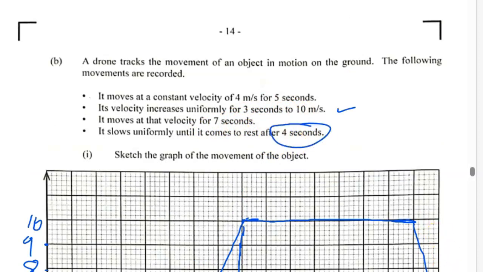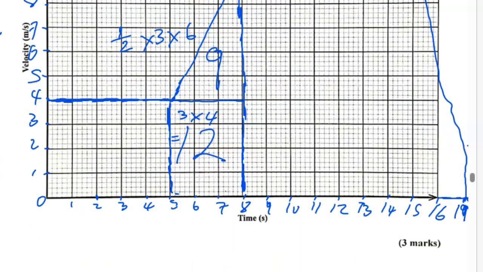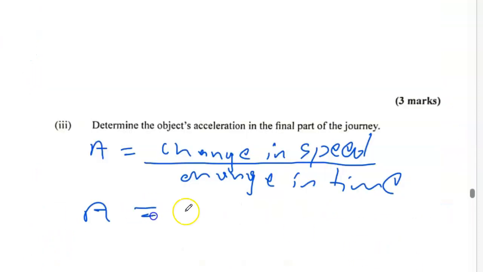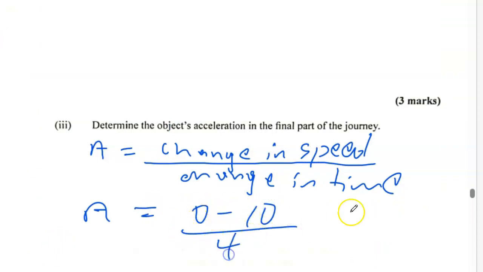So the final part of the journey. Zero, that's the final speed, minus the initial speed, 10. The time it took, 4 seconds. So negative 10 divided by 4, that's negative 2.5. And it's acceleration, so meters per second squared. Alright, and a negative acceleration simply means it's slowing down. In other words, it's decelerating, and that's why we have a negative value.